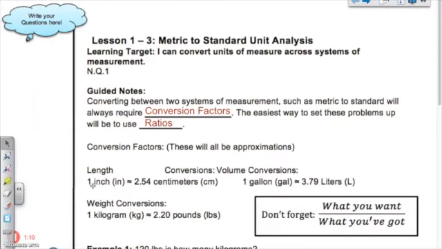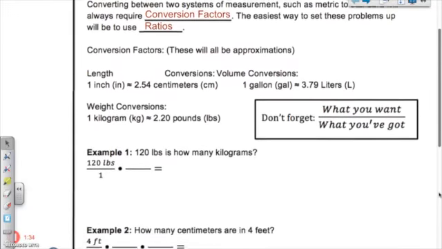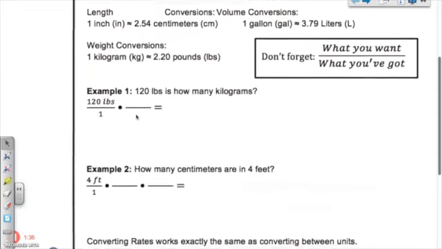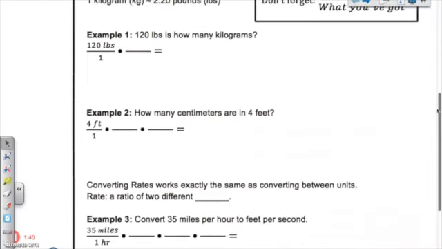So for length, we're giving you 1 inch is approximately 2.5400 centimeters. For volume, we said 1 gallon is approximately 3.79 liters. And for weight conversions, we gave you 1 kilogram is approximately 2.20 pounds. Just like you did with standard, you're going to want to set up your ratios strategically so that you're canceling out the units that you already have to get you closer to the units that you want.